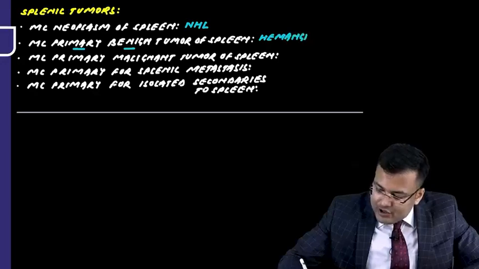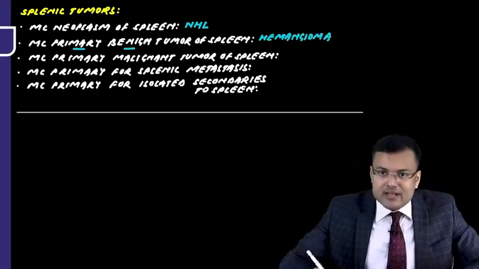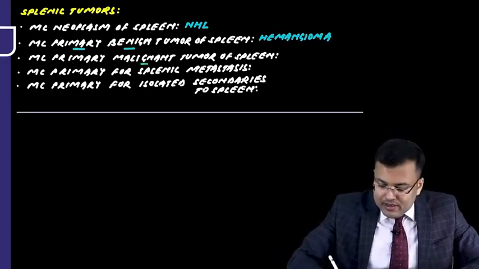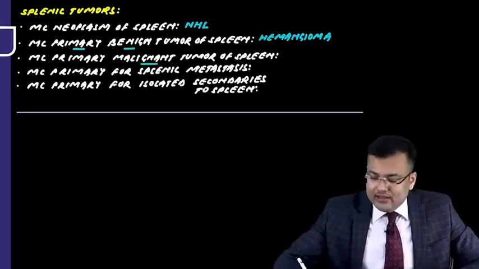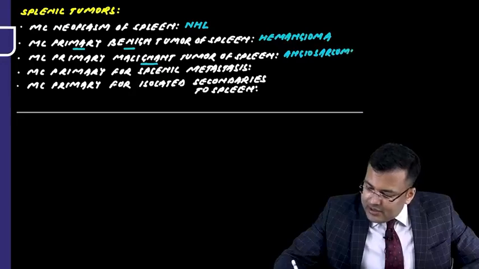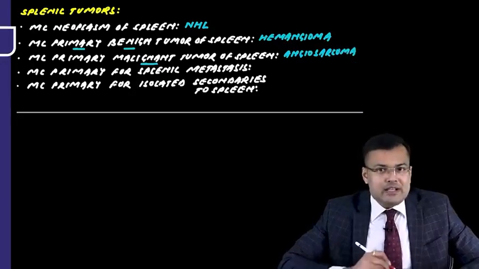And if you make hemangioma malignant, it becomes angiosarcoma. So what is the most common primary malignant tumor of spleen? This is angiosarcoma, also known as hemangiosarcoma.